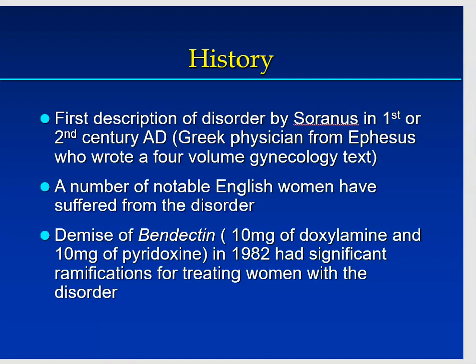And finally, more importantly, was the demise of Bendectin. This is a drug that contained 10 milligrams of doxylamine and 10 milligrams of pyridoxine. In 1982, it was taken off the market in the United States, and this had significant ramifications for treating women with the disorder, both nausea and vomiting, as well as hyperemesis.